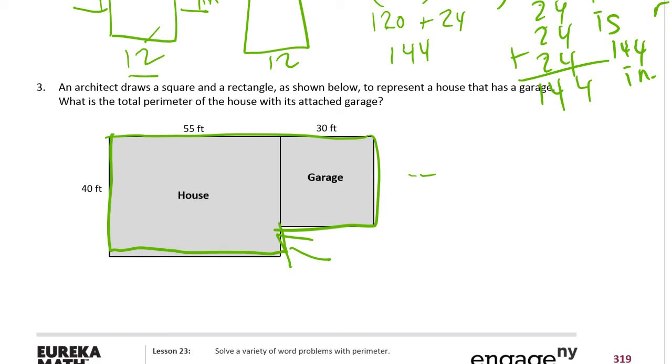But you could, because you know that this is 30. And this side here is 40. So here's my hint. If that's 30, then this and this have to add up to that 40. So that means this little piece here is 10. And this is a 30. And this part here is a 55. So now we have all the sides in feet.